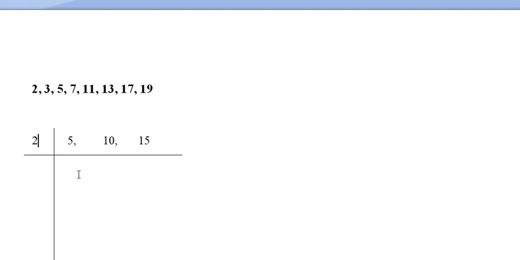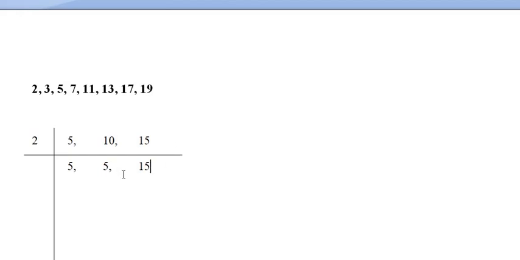Right, 2. Okay, so you cannot cut this number. Okay, so it will remain the same. Okay, 5 and 2, how many times 10? 5 times. Okay, so you give comma, and it will be 15.